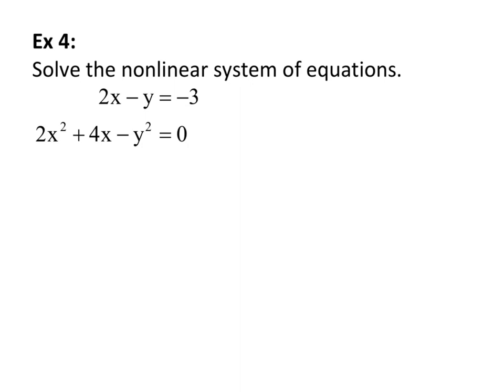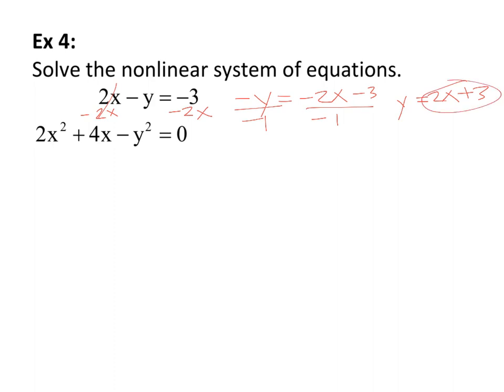Okay, here I'm going to isolate y once again. I have to divide by -1, so I get y is equal to 2x plus 3. All right, now let's substitute this into the other equation.